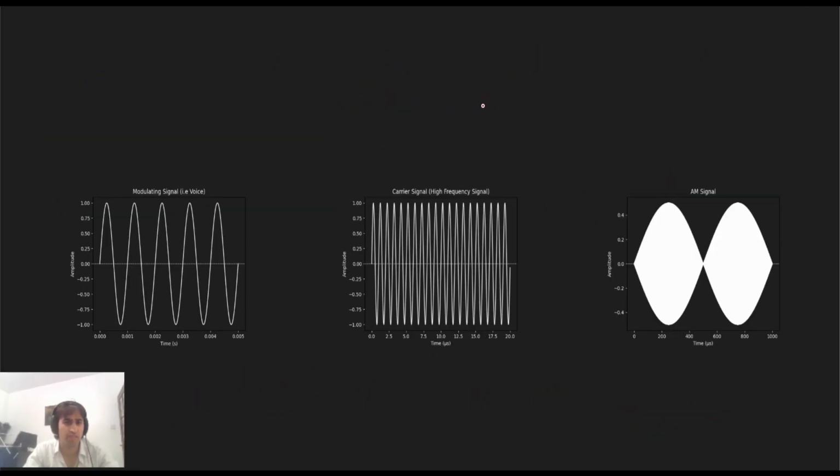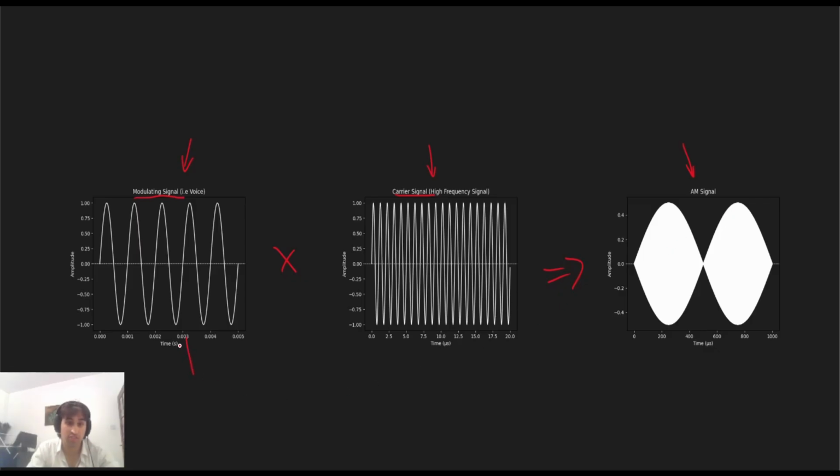Okay, here I have three graphs for you. Our first graph is our modulating signal. That is, for example, our voice or any real world signal. Over here I have our carrier signal. That's our very high frequency signal that we can choose the frequency of. And then finally we have the output or the AM signal. By simply multiplying this modulating signal with the carrier signal, we get an output like this, our AM signal.